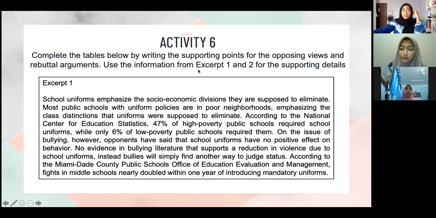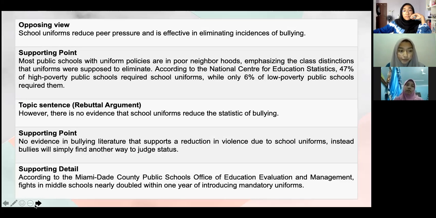Yeah, okay, we continue with activity 6. Okay, so the question is to complete the tables below by writing the supporting points for the opposing view and rebuttal argument. Use the information from excerpt 1 and 2 for the supporting details. So here is excerpt 1. It has given the opposing view and the topic sentence. So we have to find the supporting point for the opposing view and also the supporting points and supporting details for the rebuttal argument from excerpt 1.